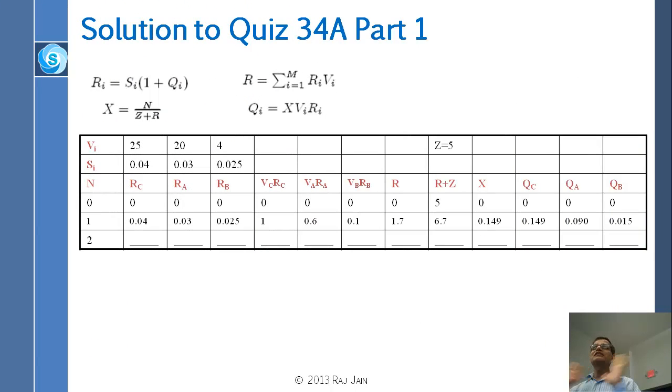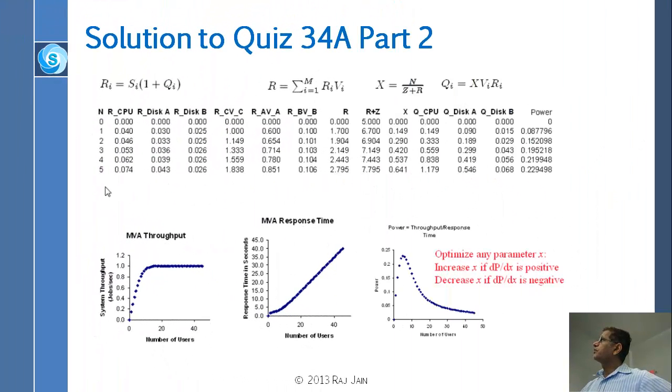Okay, N equal to 0 is easy. N equal to 0 is easy, right? Everybody did N equal to 0. That's easy. N equal to 1 is what we need. N equal to 0, you can see right here. Here's the answer. N equal to 0, everything is 0 here, except R plus Z, because Z is not 0. So R would be 0, and R plus Z would be 5. And everything else is 0.